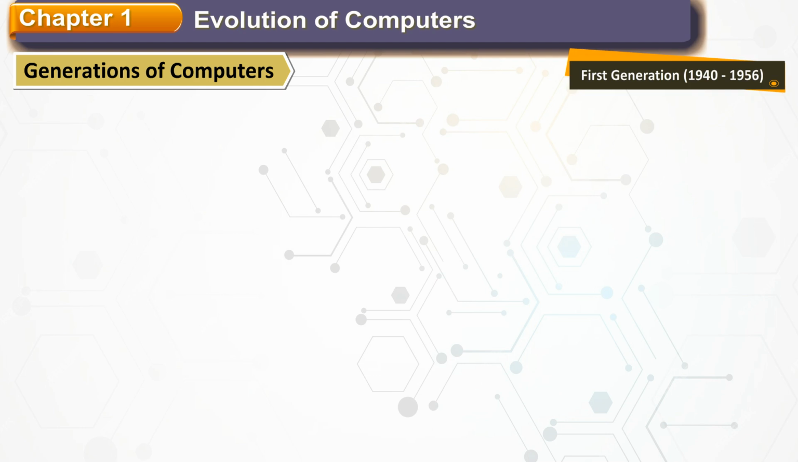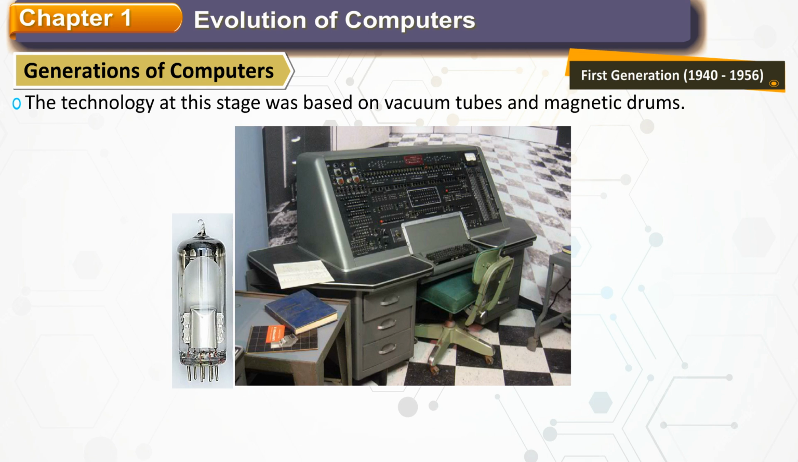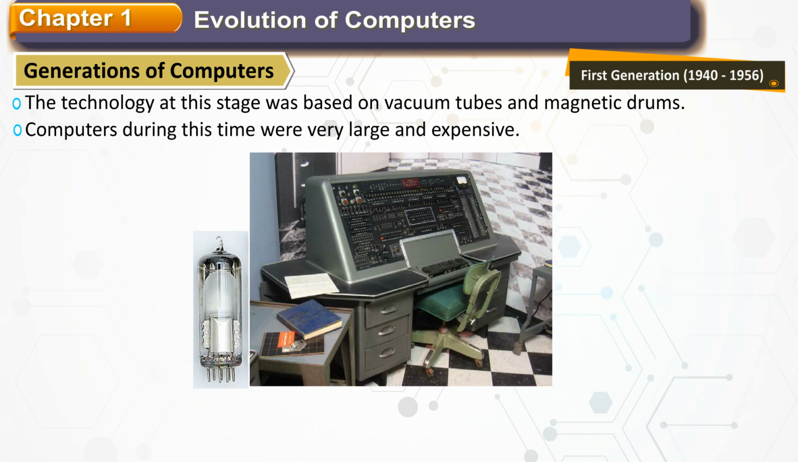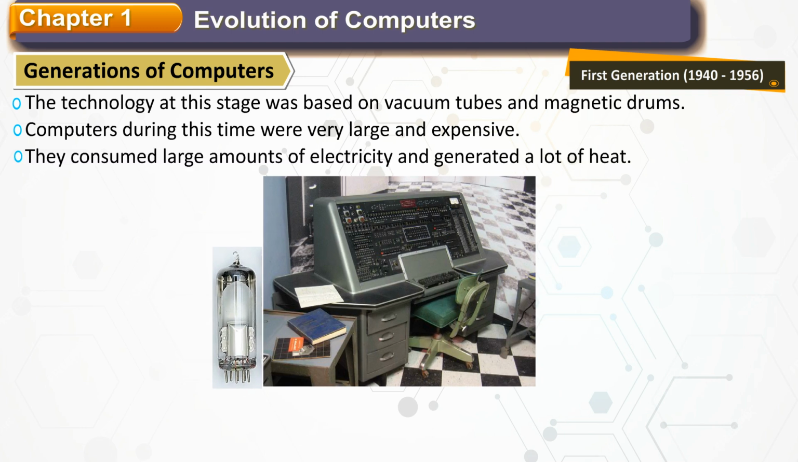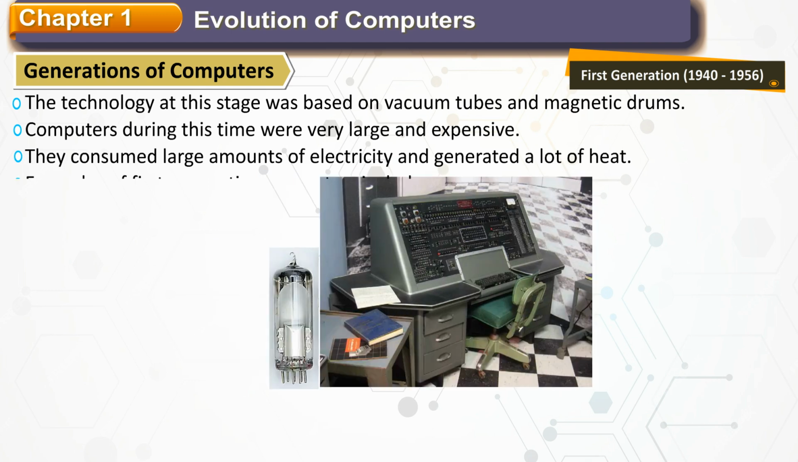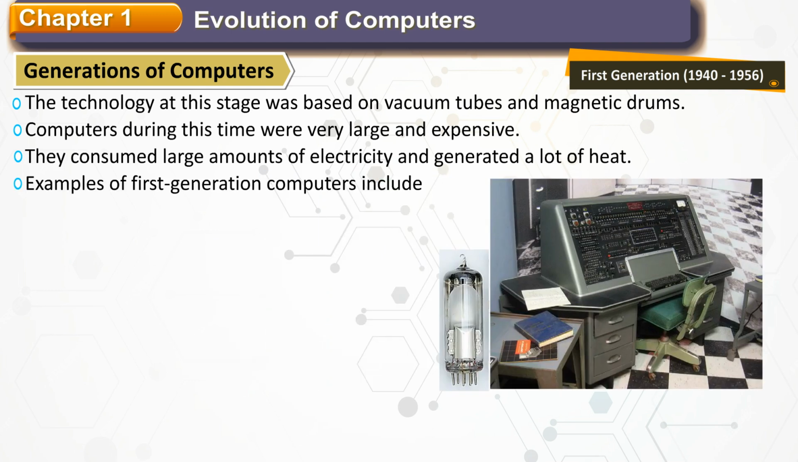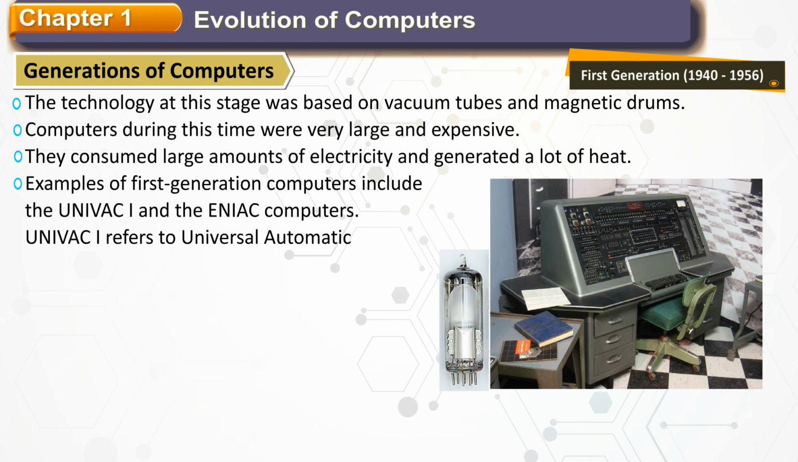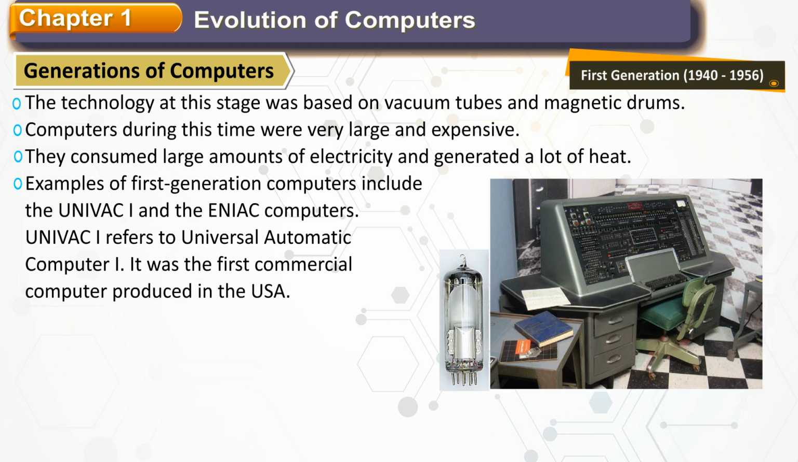First generation, 1940 to 1956. The technology at this stage was based on vacuum tubes and magnetic drums. Computers during this time were very large and expensive. They consumed large amounts of electricity and generated a lot of heat. Examples of first-generation computers include the UNIVAC I and the ENIAC computers. UNIVAC I refers to Universal Automatic Computer I. It was the first commercial computer produced in the USA.